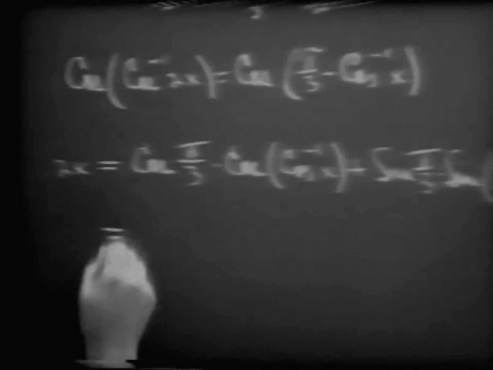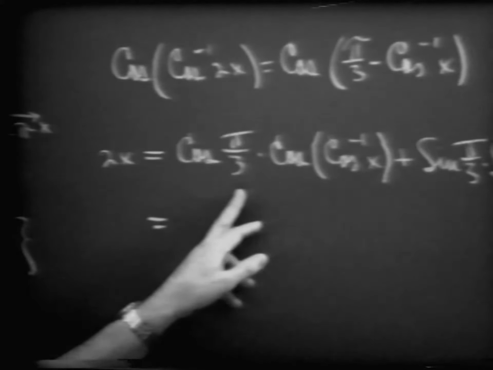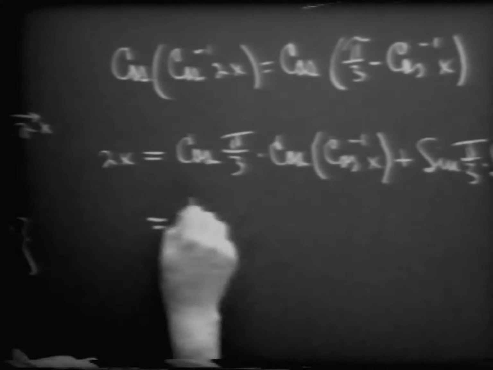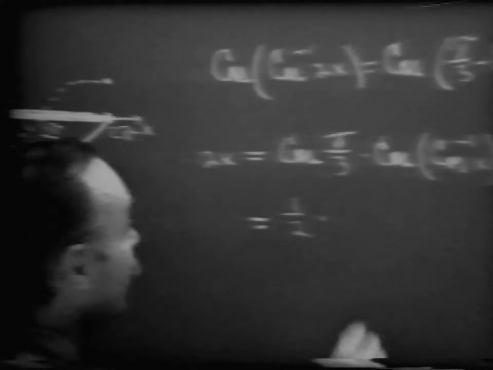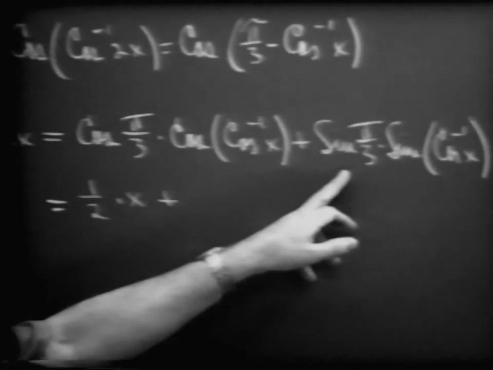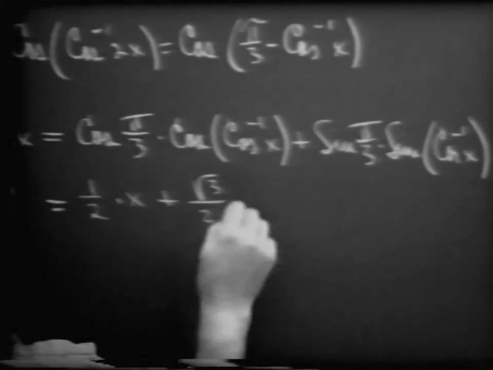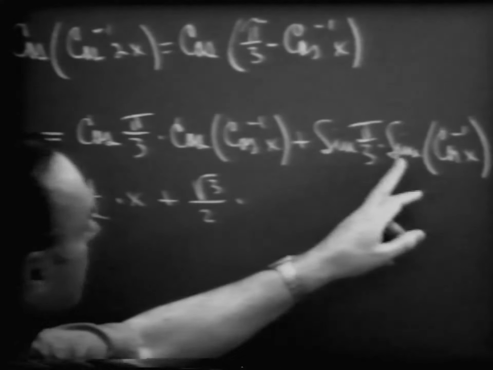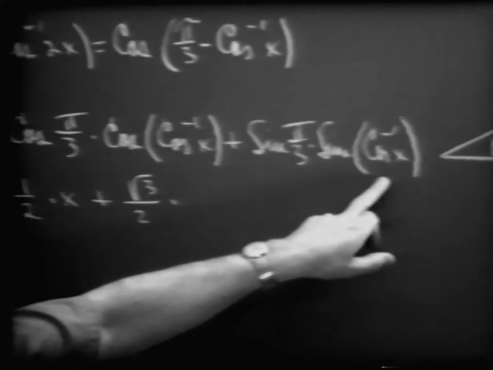Well, let's just continue with this. What's the cosine of pi over 3? We know that it is what? That's a half. 1/2 times, and the cosine of the inverse cosine of x is x, plus, and now the sine of pi over 3, you know, is root 3 over 2 times, and now here we have the sine of the inverse cosine of x. And I think you might be stuck.